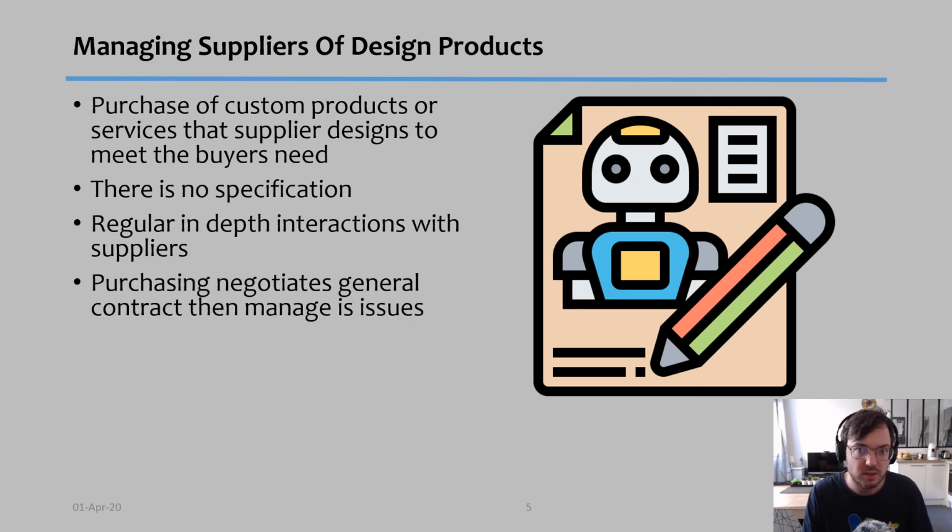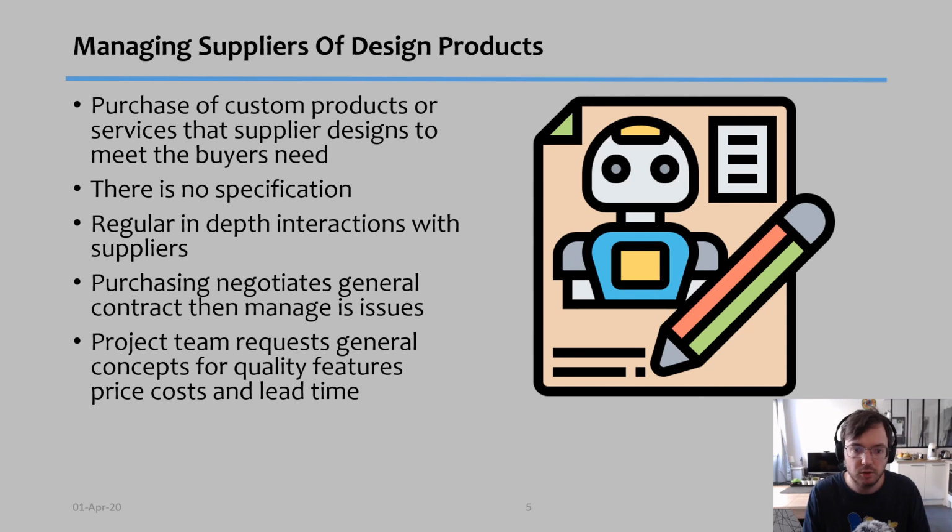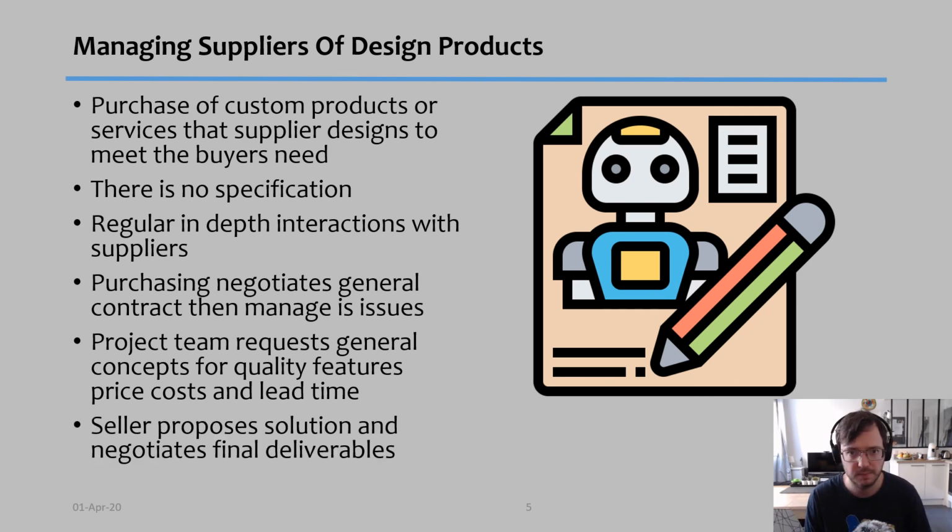Here purchasing has to negotiate the general contract and then manage any payment or scheduling issues with the company. Your project team needs to request the general concepts for quality features, costs, and lead times in this type of project. As you see, when you're dealing with design products, the interaction you have with the company must be much higher than with other types of suppliers. Finally, the seller will propose a solution and then negotiate with you the final deliverables until you get exactly what you wish, or the concept you wanted for your project.